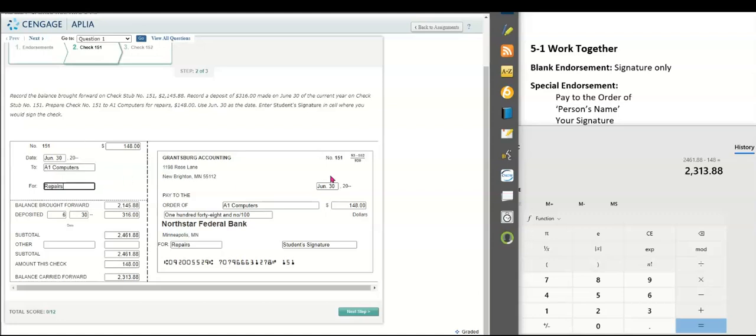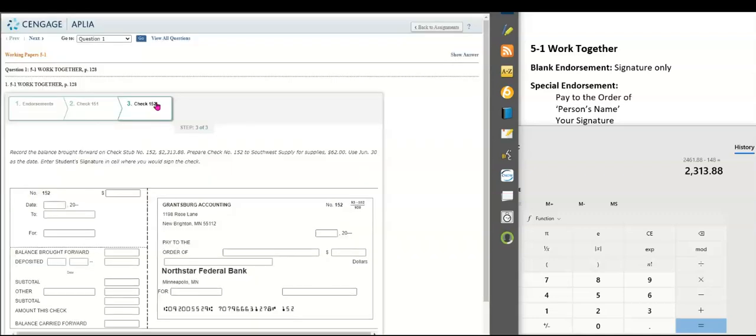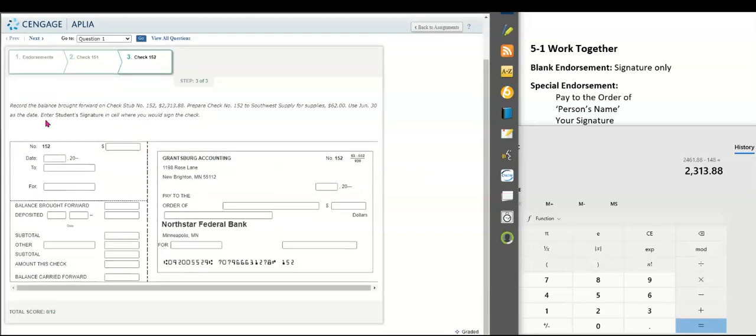Okay, so basically as soon as you write your check, you need to come over here and fill out the top part and then do the bottom part. Don't forget to do the top part like I did. Alright, on to the next one. So now we're on check number 152. It says record the balance brought forward on check stub number 152 of 2313.88.